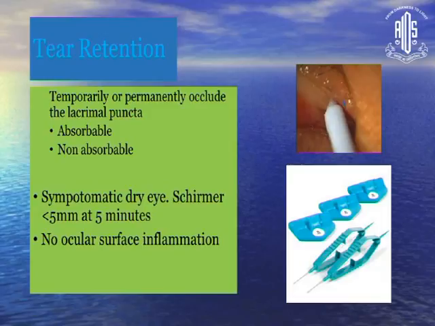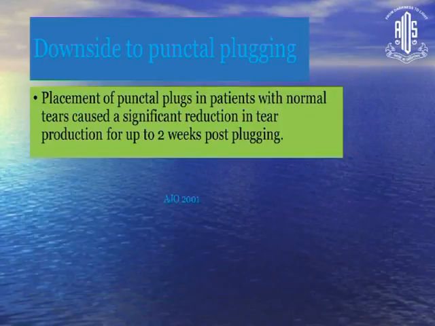As we all understand, inflammatory dry eye means that inflammation is a significant problem in many dry eyes. When you plug the eye, you have taken away the drain, which means that the pro-inflammatory cytokines, the inflammatory materials, would need to be looked at. So therefore, there should be no ocular surface inflammation. Only then can you consider putting in a plug. And downside, as I said, is this.